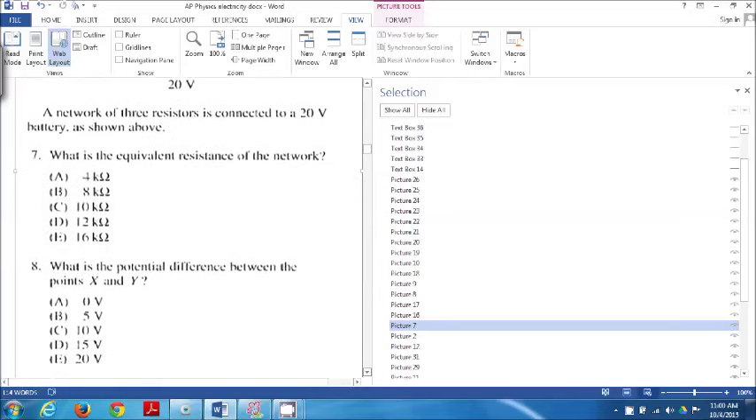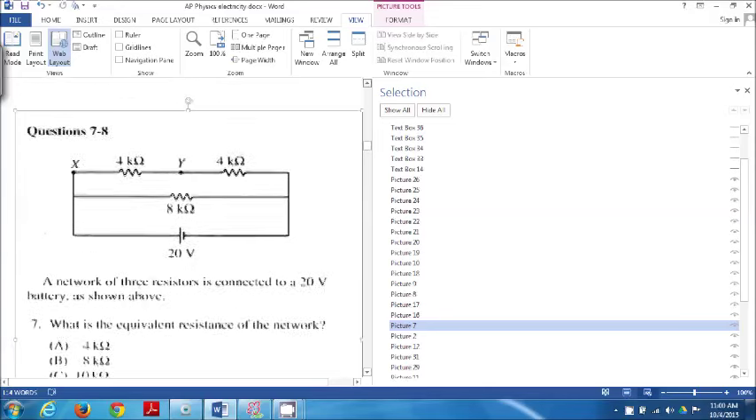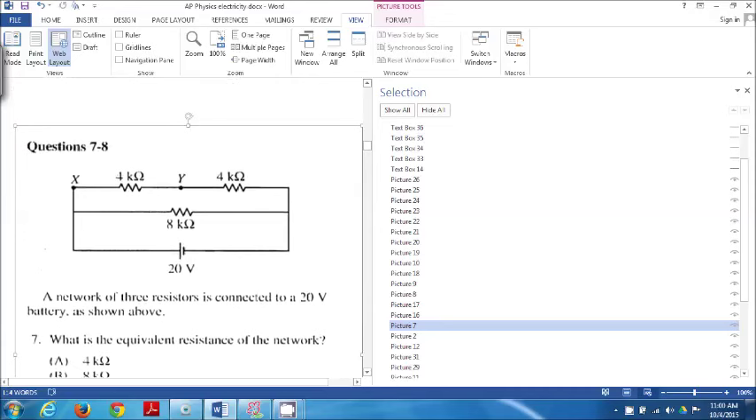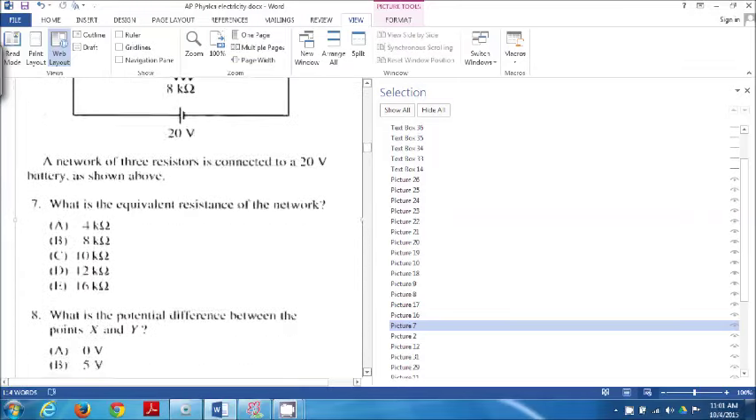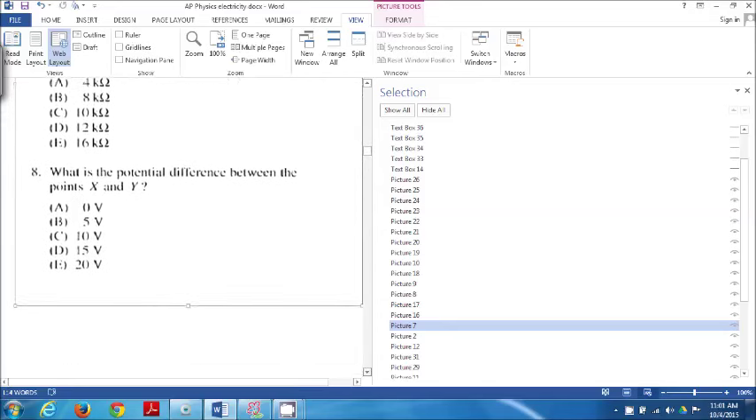What is the potential difference between the points X and Y? Because the resistances are in parallel, between this point and this point the potential difference is 20 volts, and the resistances are of equal value, so the potential drop should be equal on this resistance and on this resistance. So 20 by 2 is 10. 10 volts is the potential drop between X and Y. So the 7th question answer is A, and the 8th question the answer is C.